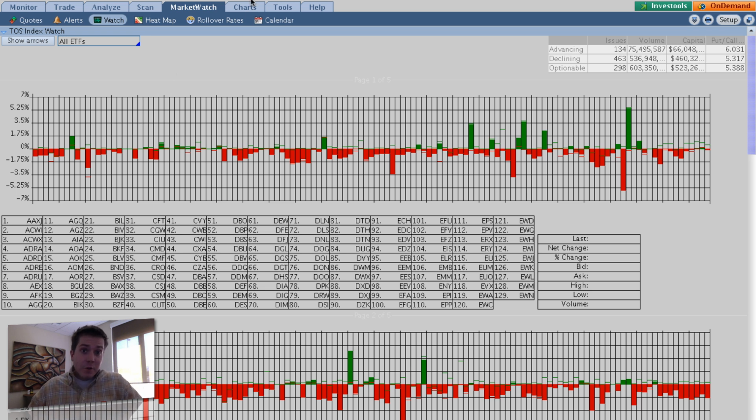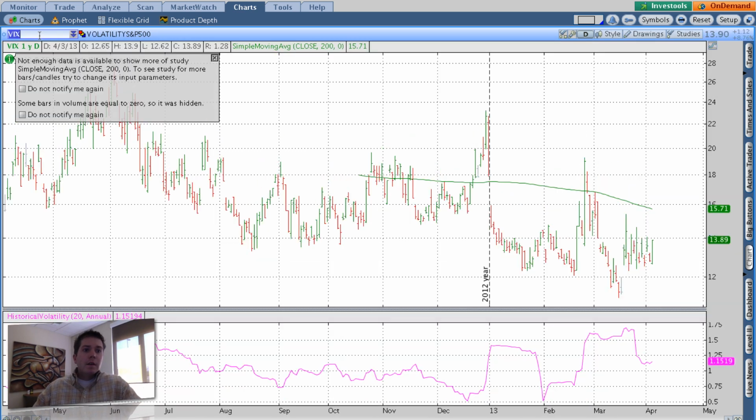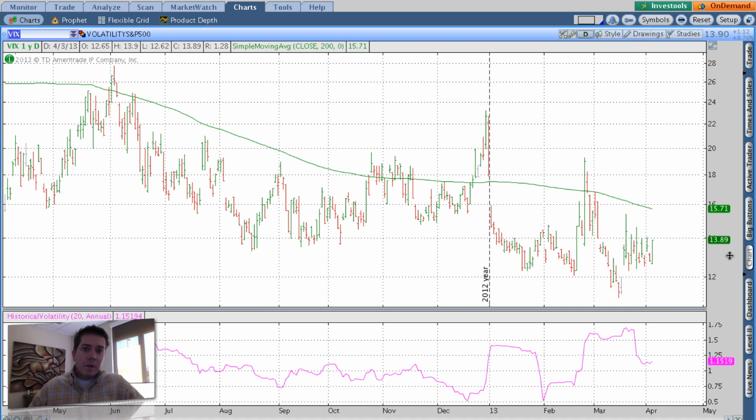But I've been forced to do it in individual stocks lately because the volatility environment has been so low. You can come over here and take a look at the VIX, and you can see we're down here at 13.89 currently in the VIX. So the volatility environment's very low. It's going to be tough to get some attractive implied volatility premiums in these pre-diversified underlyings like SPY and DIA.